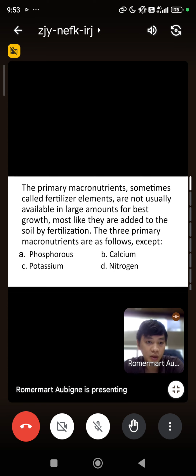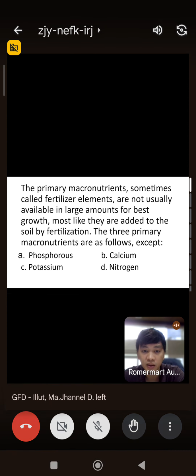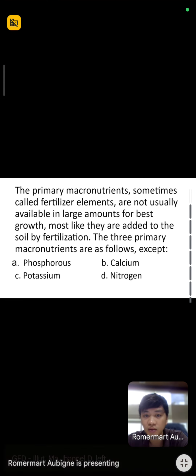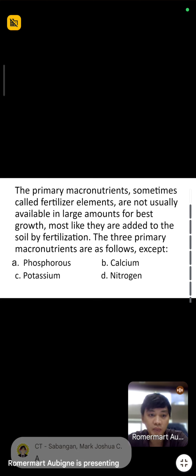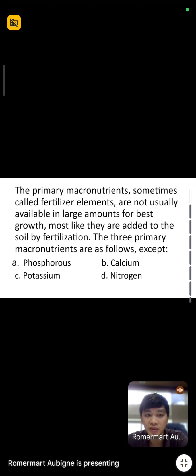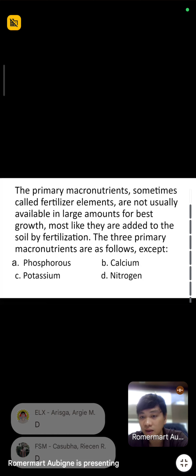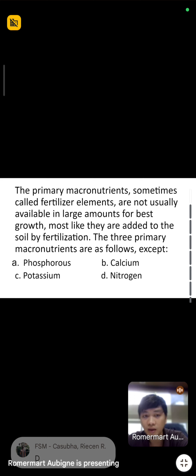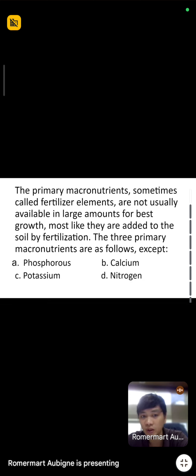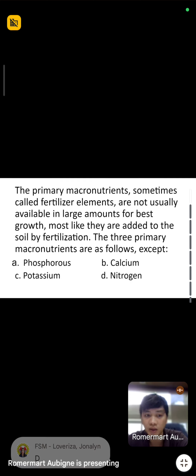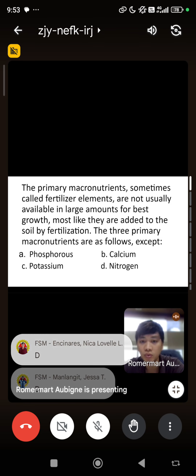Paintindi ng tanong, the three primary macronutrients are as follows except, may nag-raise ba ng hand? Okay. Except po, no? Except three primary macronutrients. Primary macronutrients po natin is yung NPK. Except po yung nakalagay dito. So, NPK, we have the nitrogen, phosphorus, and potassium.